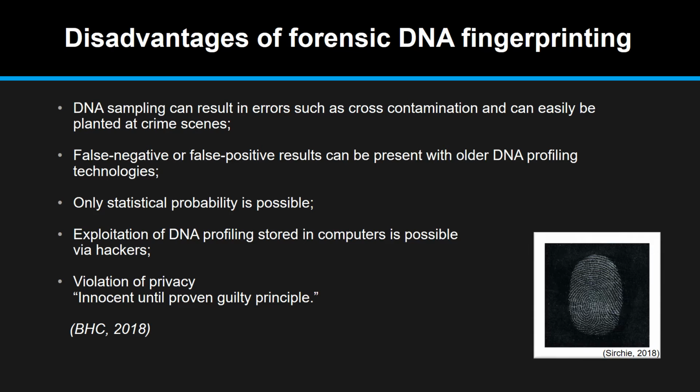We need to take into consideration that with DNA fingerprinting, only statistical probability is possible. This means that figures with 100% absolute certainty can never be established. However, the more people that are tested, the lower the statistical probability. The last two disadvantages can be applied together or in addition to one another.